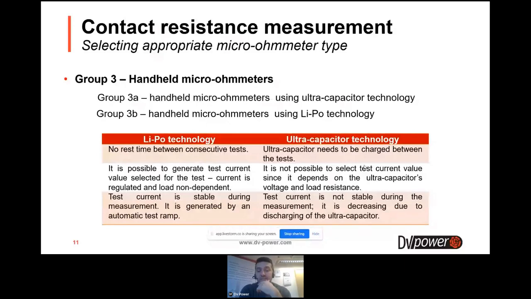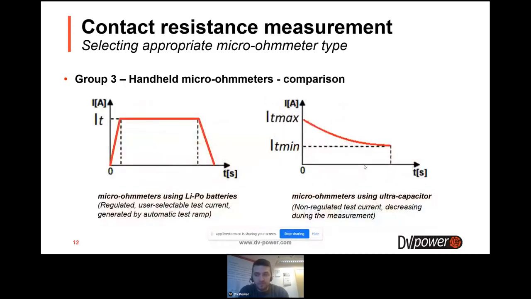Current is generated in one automatic ramp with a stable value during the measurement. And you also don't need to wait for the ultracapacitor to charge. So this is basically the difference between these two technologies. This is a graph of the current generated from a lithium polymer battery on the left and the current generated from an ultracapacitor. Of course, the current generated from an ultracapacitor will decrease during the test.